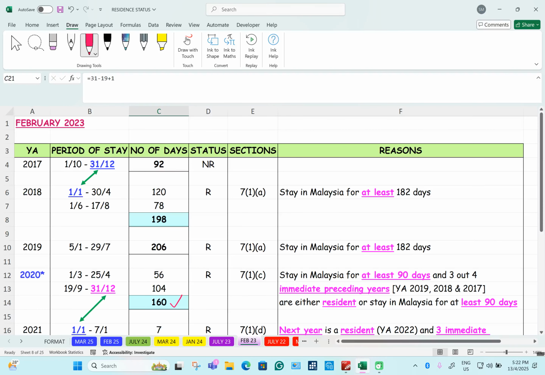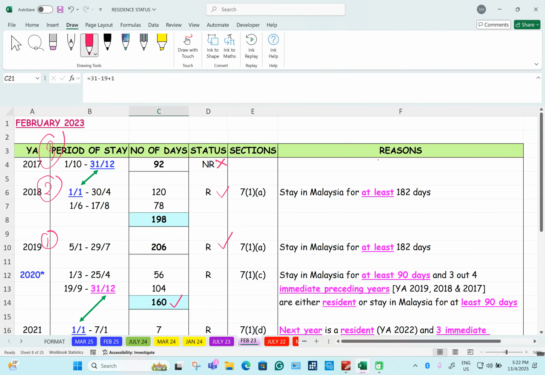Second condition: 3 out of 4 immediate preceding years are either resident or stay in Malaysia for at least 90 days. So 3 out of 4, we are going to start from 2019, 1. 2018, 2. 2017, 3. Okay, look at the status, guys. 2019 resident, yes, we got 1. 2018 resident, yes, we got 2. I need 3. One more, guys.